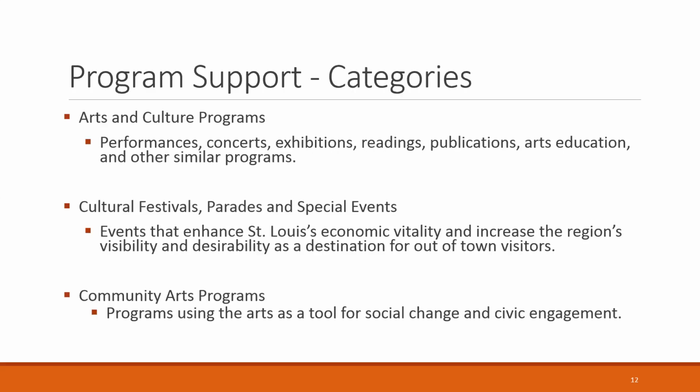Program support is broken down into 3 categories: arts and culture programs, cultural festivals, parades, and special events, and community arts programs. We get the most applicants in arts and culture programs, and these are the more traditional arts for art's sake programs, which consists of performances, concerts, exhibitions, readings, arts education programs, and other such things.